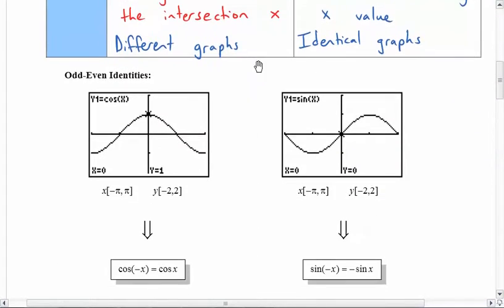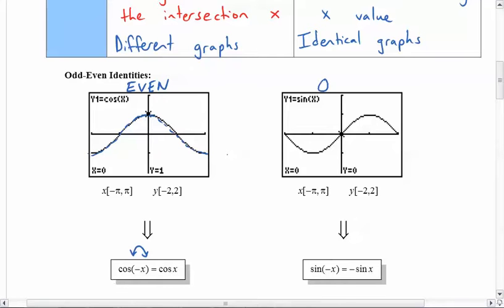First one is the fact that cosine is an even function. An even identity means that if you take the function and you reflect it in the y-axis, then it still looks the same. So if you take this cosine function and you take the left side and draw it on the right side, you get exactly the same graph. So cosine of negative x is the same as cosine of x.